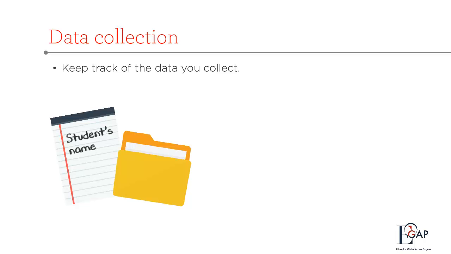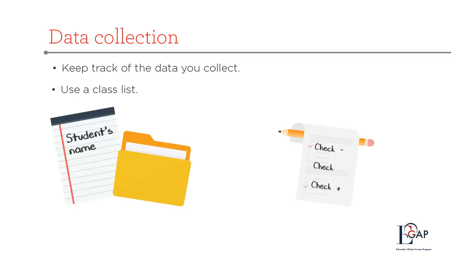Another way to keep track of the data is to use a class list. On this sheet, you can note specific skills and record how each student is learning. You can use a system of check minus, check, and check plus, or the numbers 4, 3, 2, 1 to indicate student proficiency with a skill.